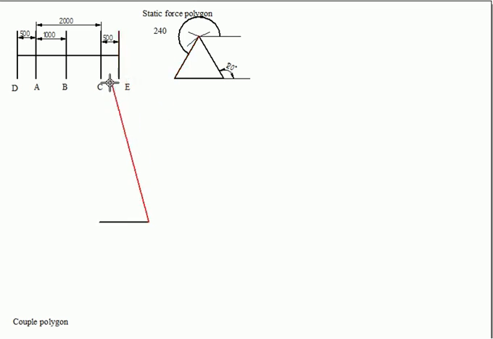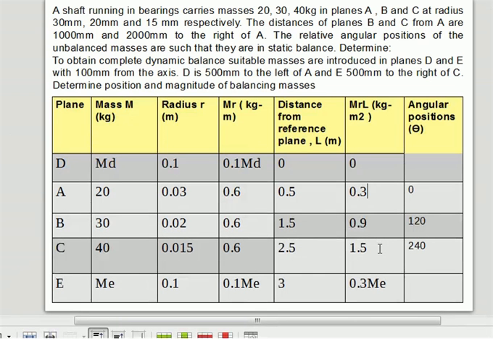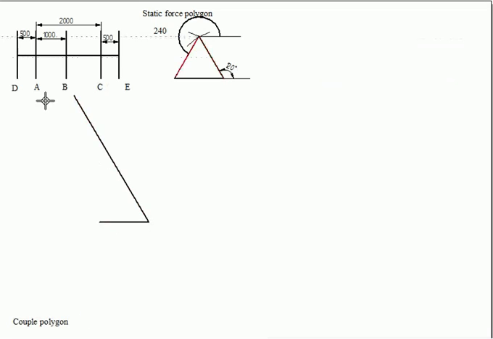Inclined at 120 degree. Length of the next line, third line will be 1.5, inclined at 240 degree. You will get like this.